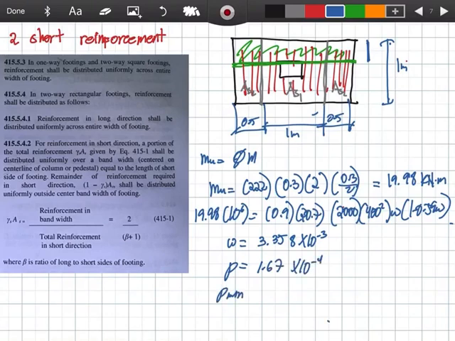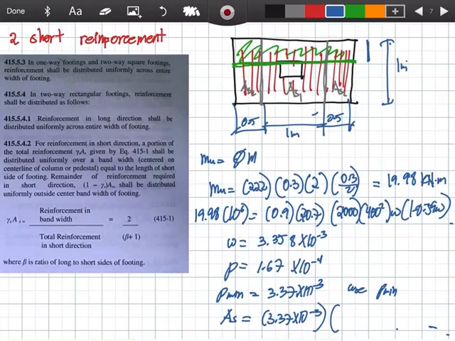Ano yung rho mean natin? 1.4 over 414.7. That is 3.37 times 10 raised to negative 3. So, ano siya? Rho mean governs. Diba? So, ang AS natin ay, use rho mean. AS natin ay 3.37 times 10 raised to negative 3. Ano yung area? 2,000 by 400. So, ano ang AS?